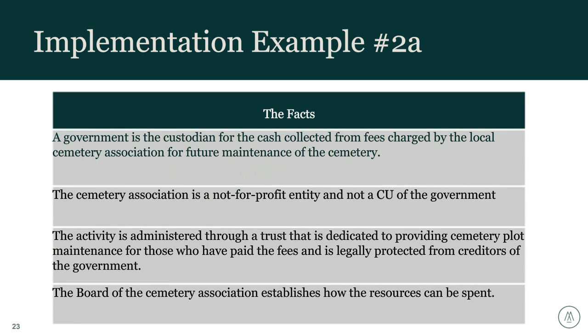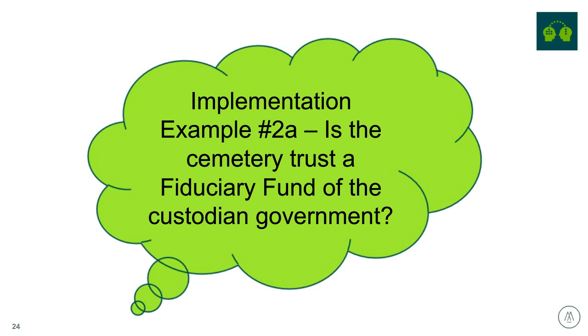Here we have a government that is the custodian for cash collected from fees charged by a local cemetery association for future maintenance of the cemetery. The cemetery association is a legally separate, not-for-profit entity and not considered a component unit of the government. The assets are held in trust for the benefit of others, and those assets are protected from the government's creditors. The cemetery association determines how the assets will be spent, and the government is not involved in this decision-making process. So think about that. Now let's go to the question of: is the cemetery trust a fiduciary fund of the custodian government?